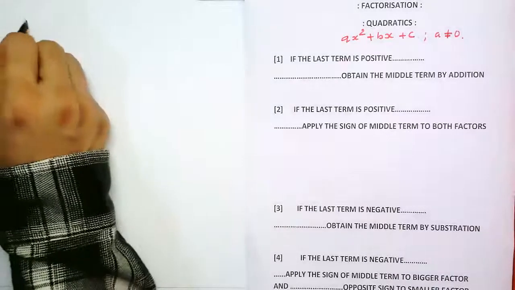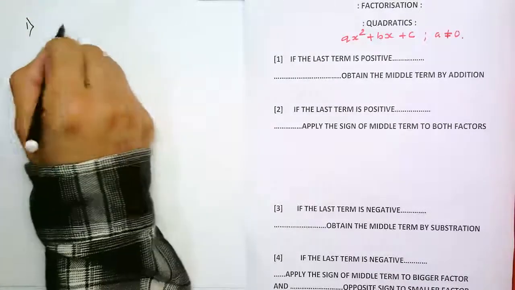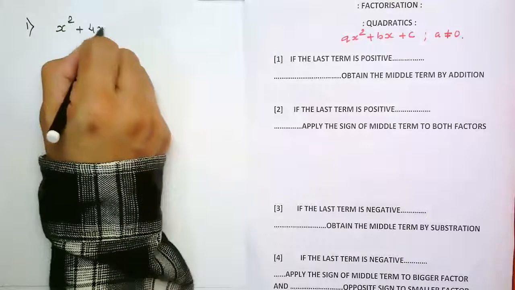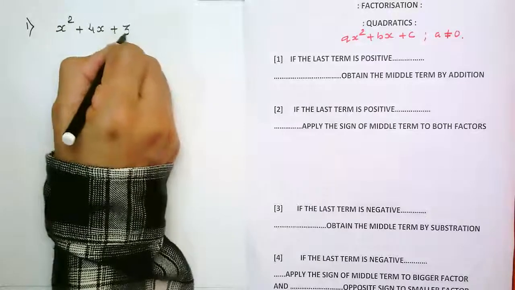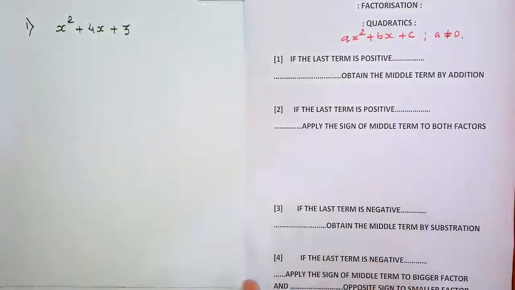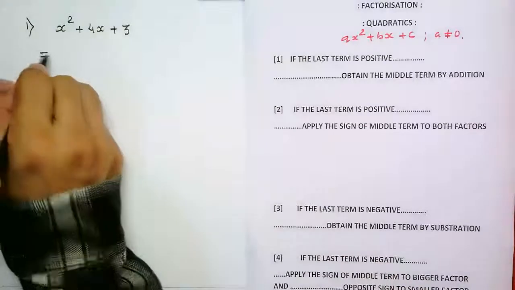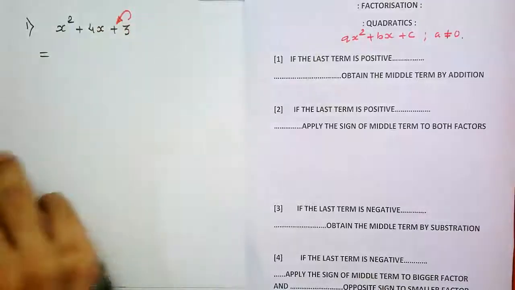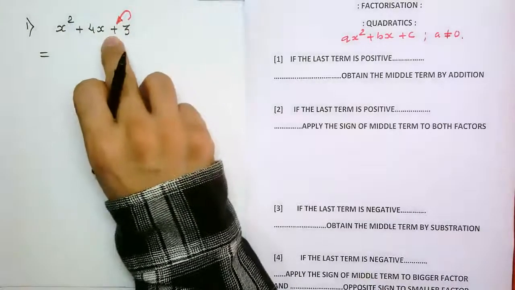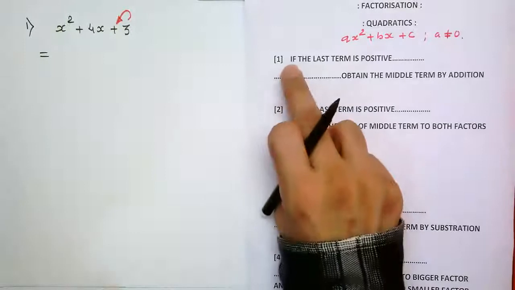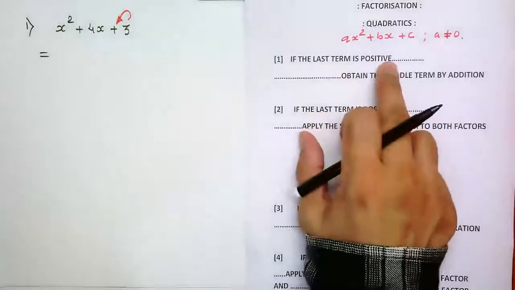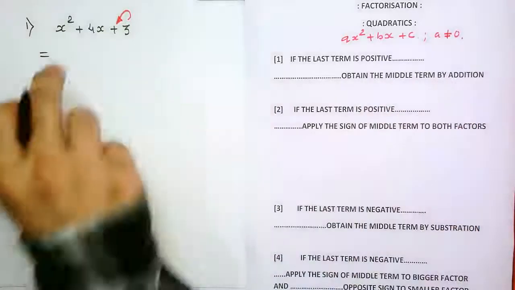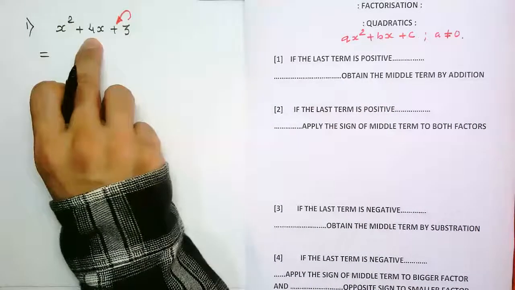The first of that is x squared plus 4x plus 3. Every time before starting factorization, we will look into the sign of the last term. Here, the last term is positive. If the last term is positive, obtain the middle term by addition. So I have to obtain this 4 by addition.